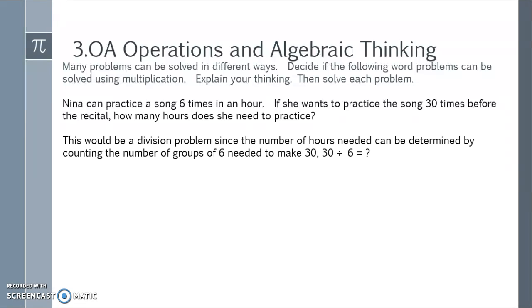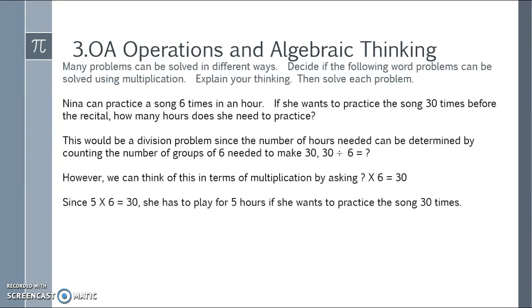This would be a division problem since the number of hours needed can be determined by counting the number of groups needed to make 30. 30 divided by 6 is how many? However, we can rewrite this into multiplication by asking how many times 6 gives us 30? Well, we know that 5 times 6 is 30. So she has to practice 5 hours if she wants to practice the song 30 times.